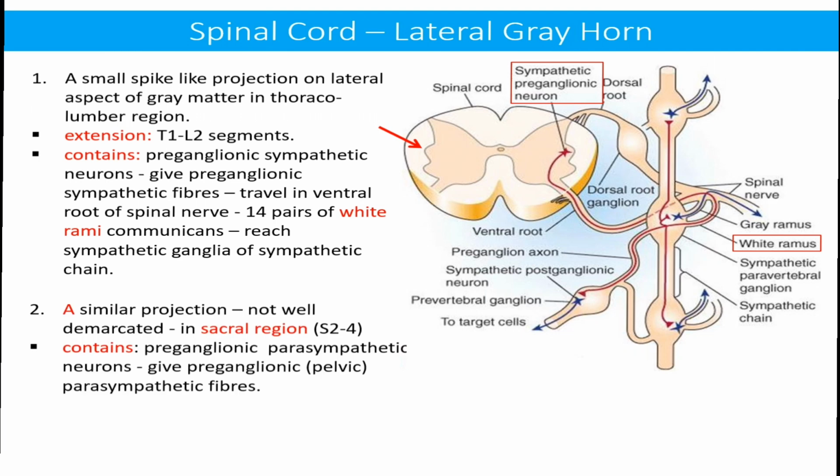A similar projection, not well demarcated, is present in the sacral region from sacral 2nd to sacral 4th segments of the spinal cord. It contains preganglionic parasympathetic neurons, which give preganglionic or pelvic parasympathetic fibers.